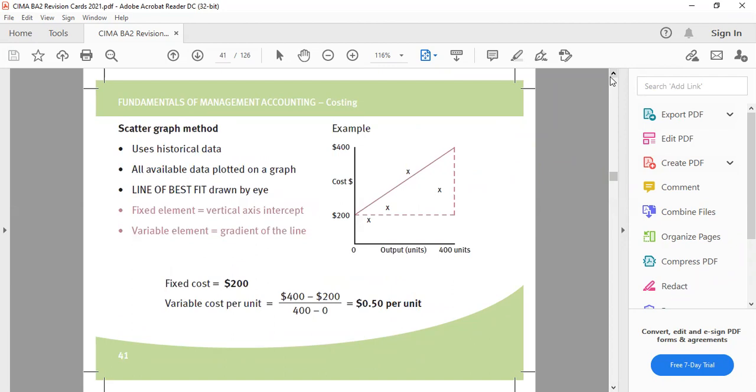Scattergraph is about plotting the past data on the graph. So take the historical data, all available data, and plot it on the graph. See, these are the data points. Do you see the X mark which is there? In that pattern, the data points are first plotted on the graph. On the x-axis we see the output, on the y-axis we see the cost. Once the past data is plotted on the graph, we see there is a pattern which is developed.